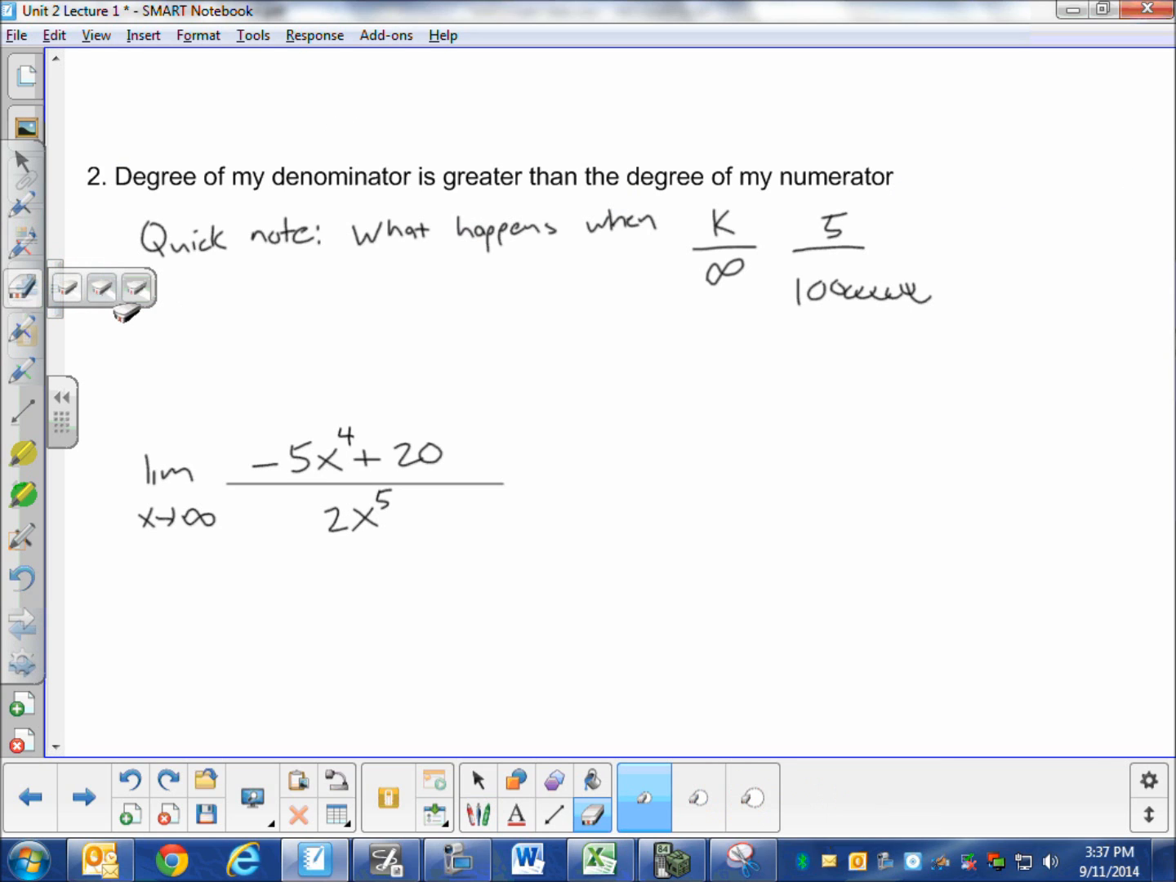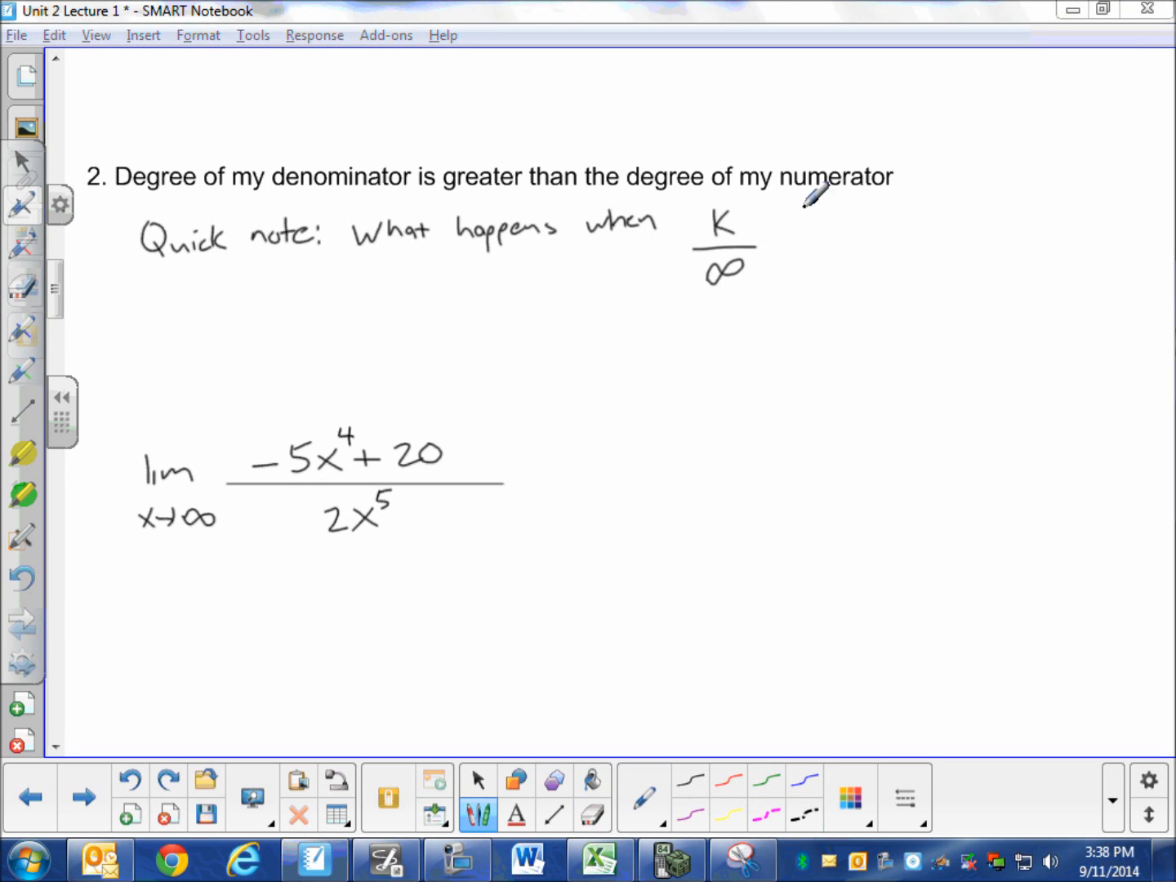Very important concept. We talked about dividing things by infinitely small things and getting infinitely big things. If I take something and divide it by something infinitely big, it'll be infinitely small. Right, Mr. Thomas? Yes.